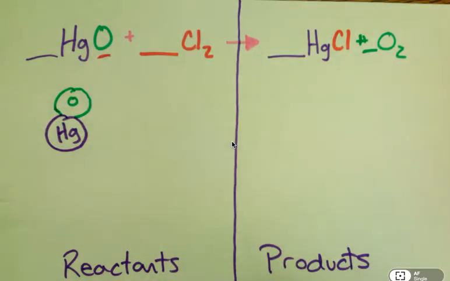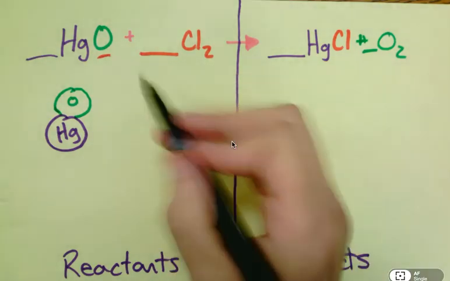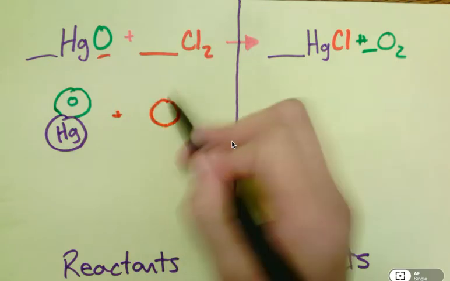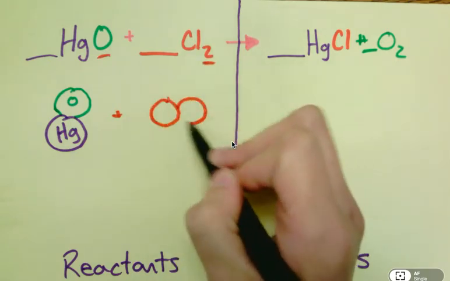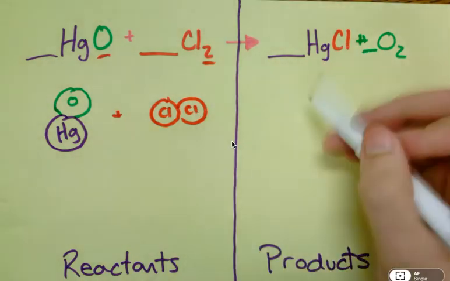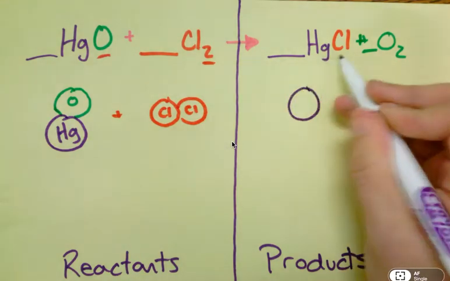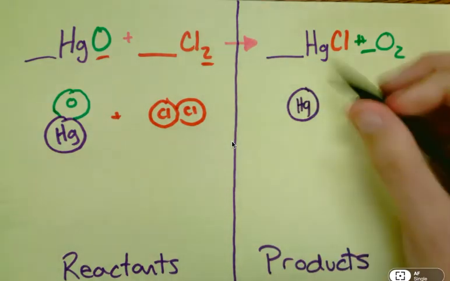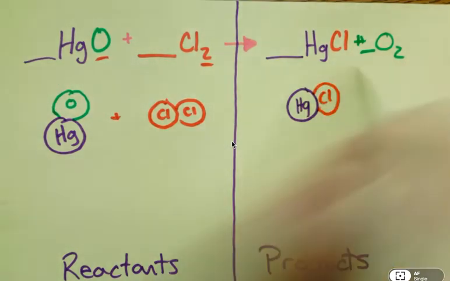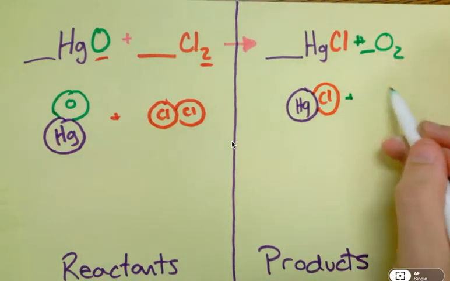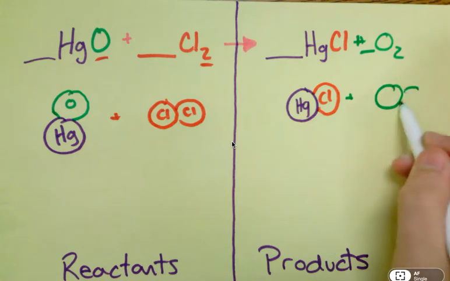The other reactant I have, Cl2. So this is going to be one picture with two chlorine atoms. So Cl, Cl. So that's my before side. My after side, I have HgCl. So again, that will be one picture. It's one compound with one mercury atom and one chlorine. And my other product, O2, so one picture with two oxygens.